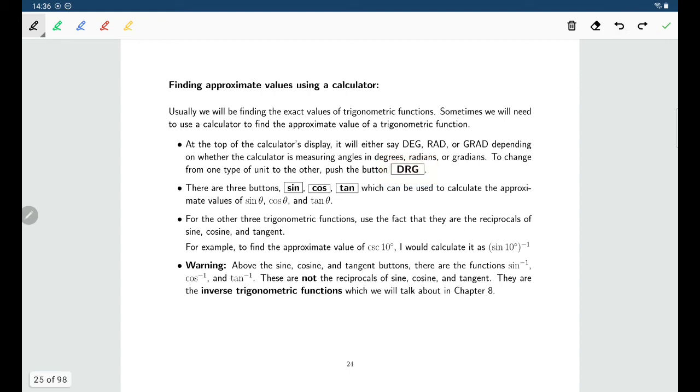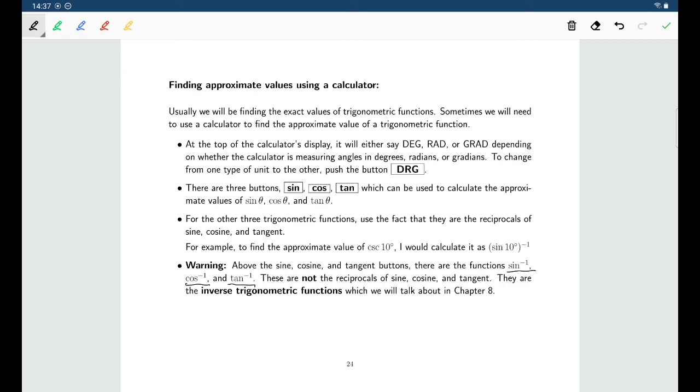The one other part that I want to be careful about here, like I say, if you're looking for the other three trig functions, secant, cosecant, and cotangent, you would do that by expressing them in terms of sines, cosines, and tangents. The one caution here, you might notice above the sine button, you'll see sine with a little -1. Above the cosine button, you'll see a little cos with a -1. And above the tangent, you'll see a tan with a -1. And my caution here is the -1 does not mean power of -1. It doesn't mean reciprocal. What it means is inverse.